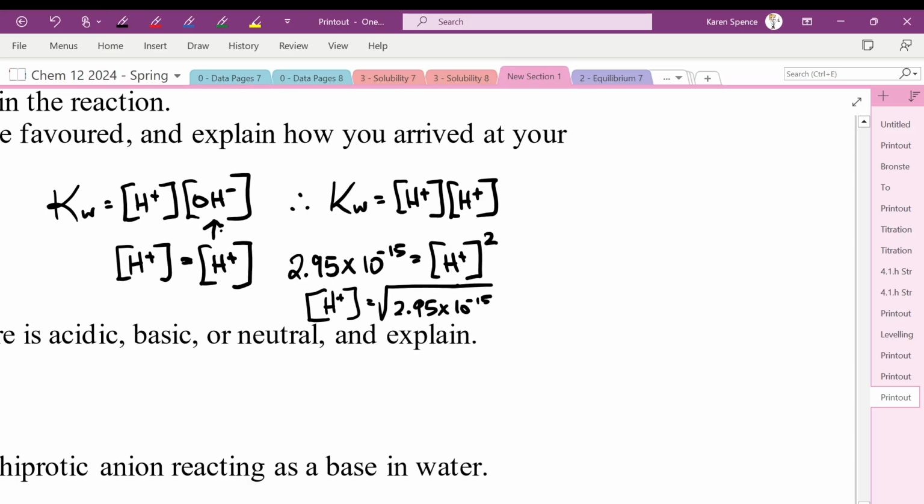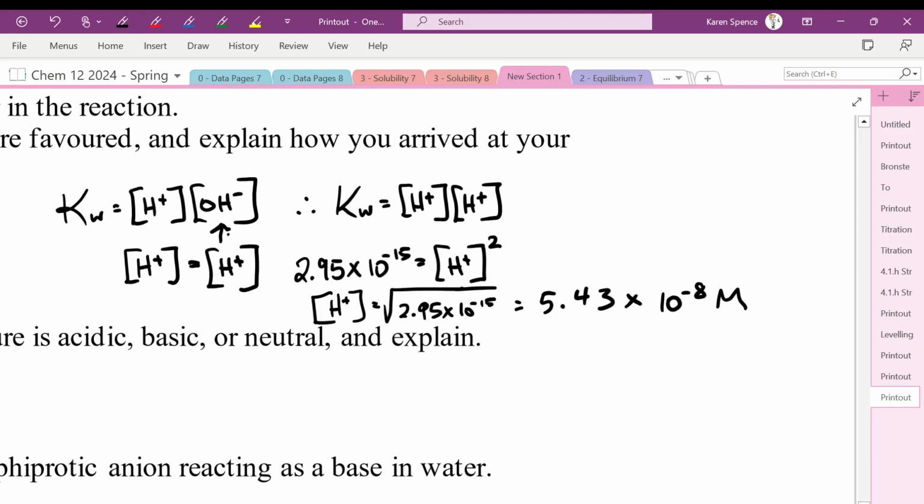Okay, so we have 2.95 times 10 to the negative 15. We take the square root of that and we get 5.43 times 10 to the negative 8 molar.